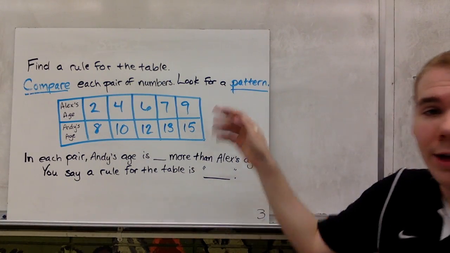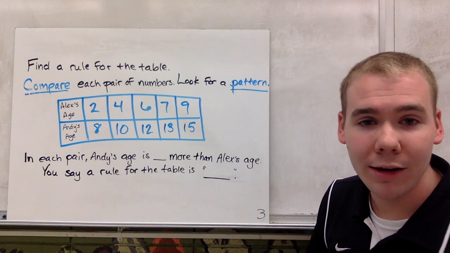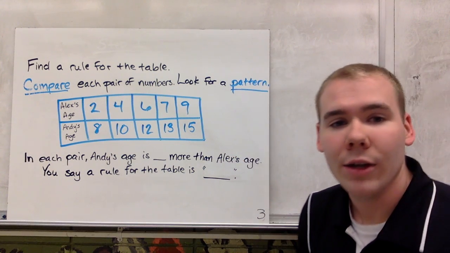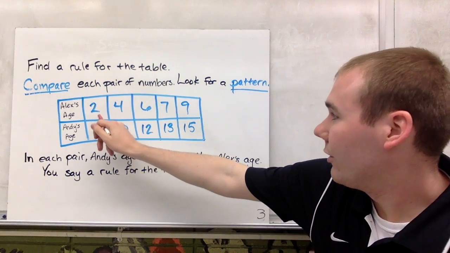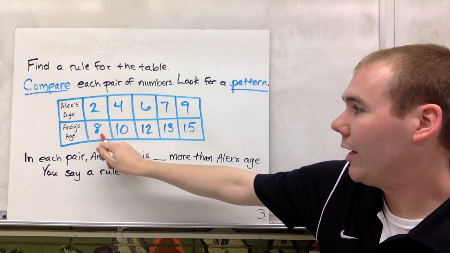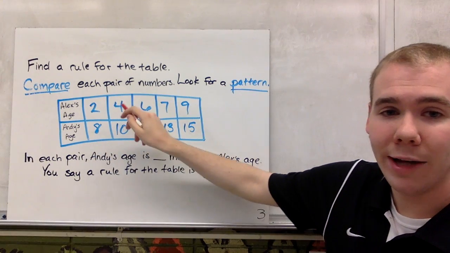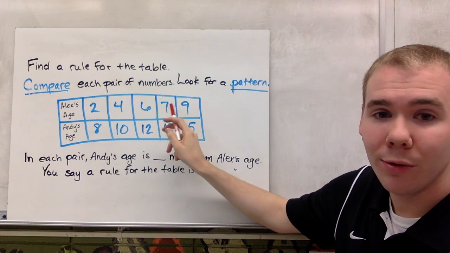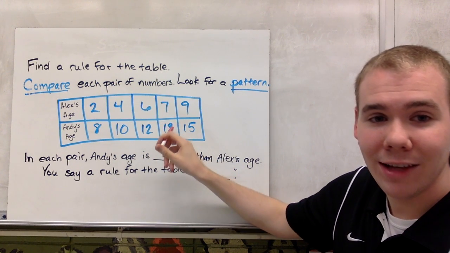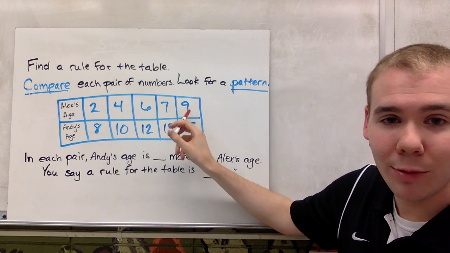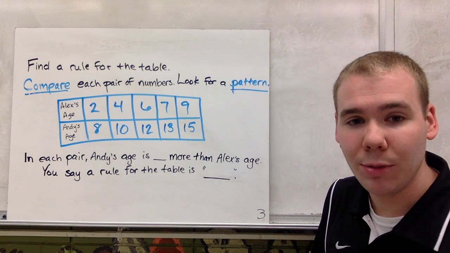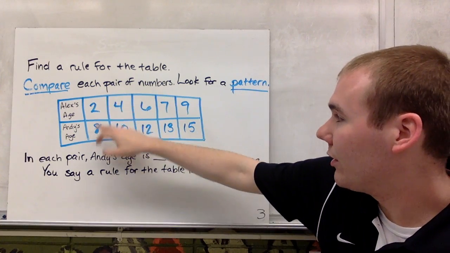So, find a rule for the table, compare each of the pair of numbers, look for a pattern. So we see when Alex is 2 years old, Andy's age is 8 years old. When Alex is 4, Andy is 10. When Alex is 6, Andy is 12. When Alex is 7, Andy is 13. And when Alex is 9, Andy is 15. So in each pair, we need to figure out what's the age difference.